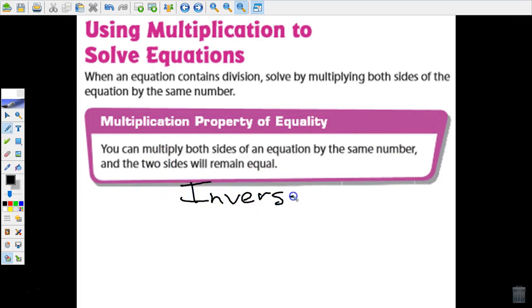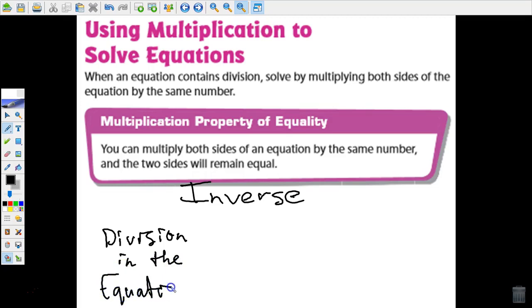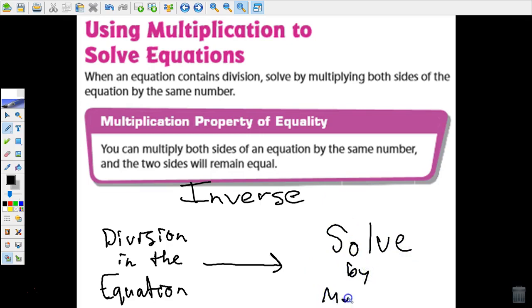Inverse. Okay? So, when there is division in the equation, what do you think we do? Good job, class. We solve by multiplication. We solve by multiplication if there is division in the equation. It's the opposite of what's in the equation.